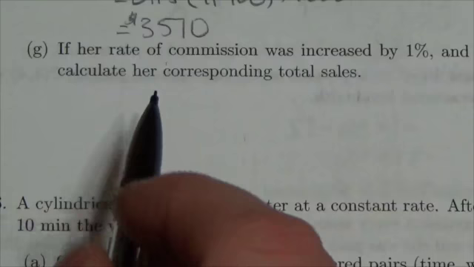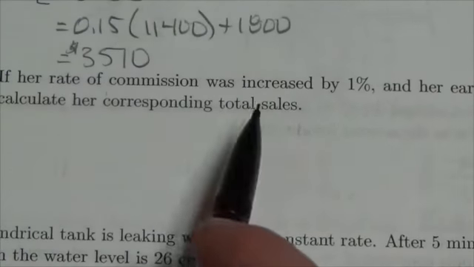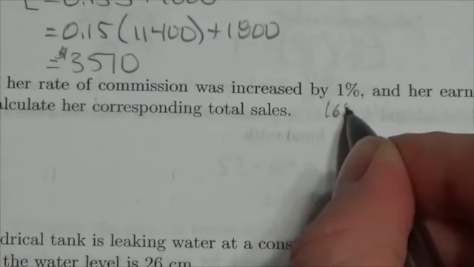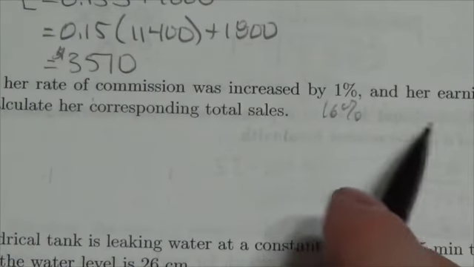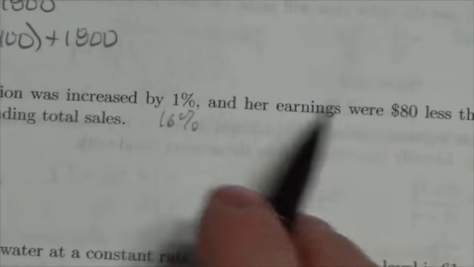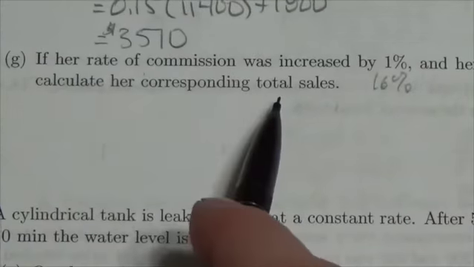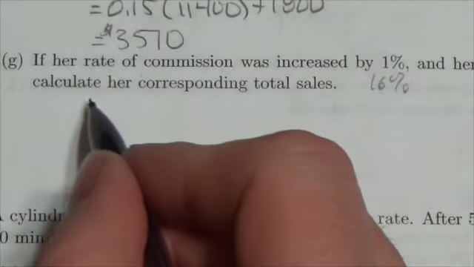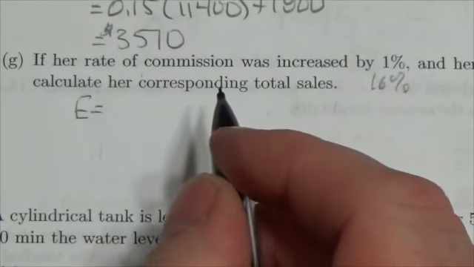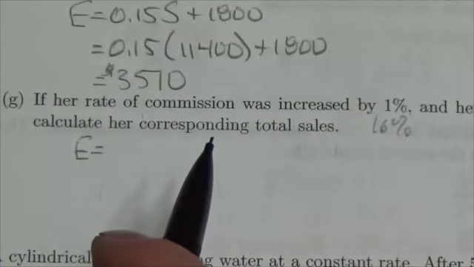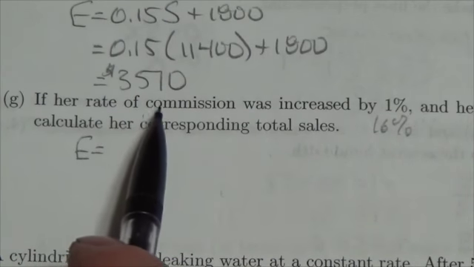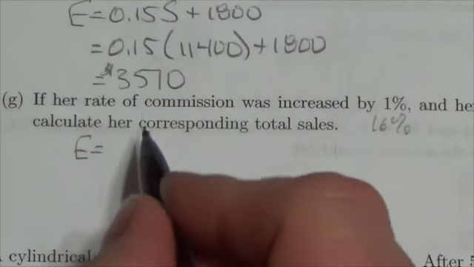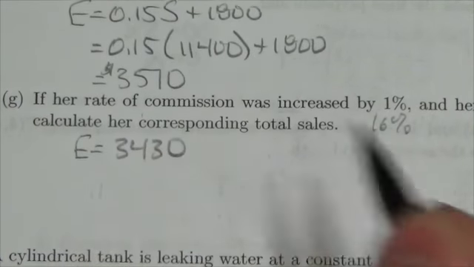Now in this question we're told that her rate of commission is going to be increased by 1%. All that means is we're going from 15% to 16%. And then her total earnings are going to be $80 less than they were in June. We want to figure out the corresponding total sales. Well, remember in the previous question her total earnings were $3,510. We're going to take 80 off of that, meaning that she's going to earn 3,430.